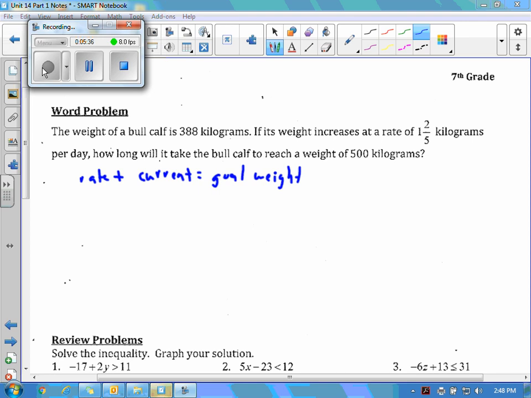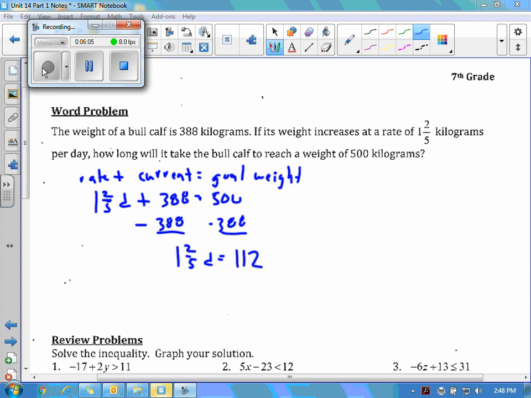So it's increasing at 1 2/5 kilograms per day. So I'm going to put a D here per day. Okay, plus the weight we're already at, which is 388. And then that's equal to the weight we're trying to get to, which is 500. So two-step equation, I'm going to subtract 388 from both sides first. So that will give me 1 2/5 D equals 112. I'm going to turn this mixed number into an improper fraction. So I'll get 7 over 5 D equals 112.